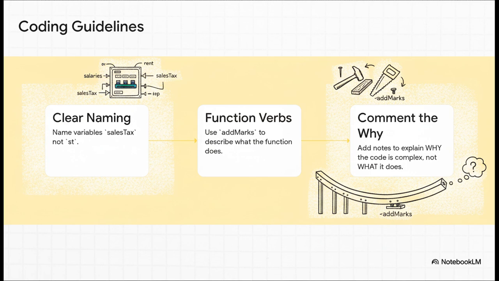Naming things clearly, like calling a variable sales tax instead of just ST, that's like properly labeling your circuit breakers. Using verbs for functions, like add marks, tells you exactly what a tool does. And adding comments, that's not for stating the obvious like this is a support beam, it's for explaining why you needed to use such a weirdly shaped beam in that specific spot.